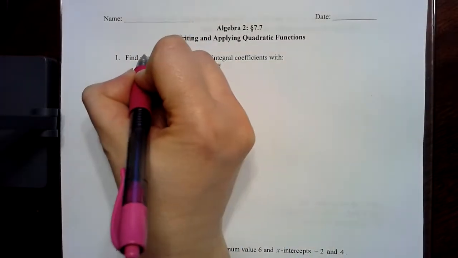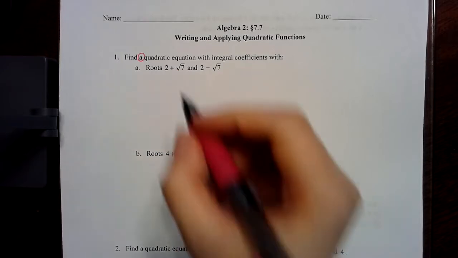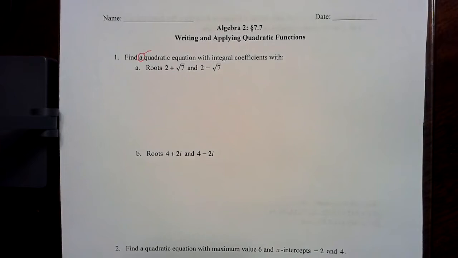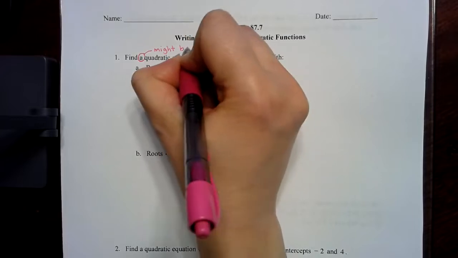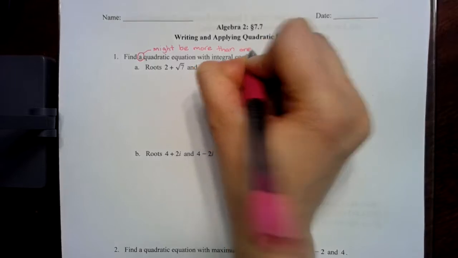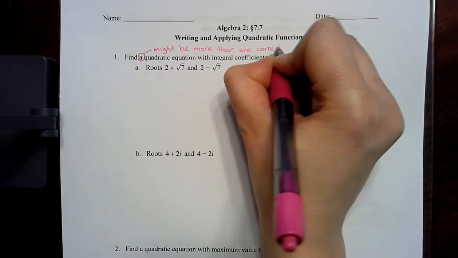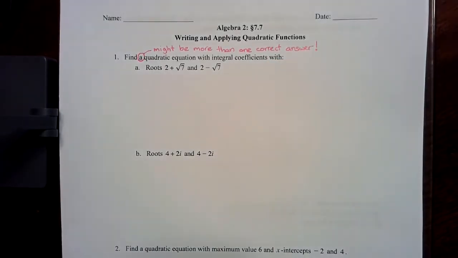So, I'd like to point out for you this little word here. Find a quadratic equation with integral coefficients. Because that's not the word "the," and instead it's just the word "a," this is giving you the signal that there might be more than one correct answer. So we're going to keep that in mind as we work through these problems.